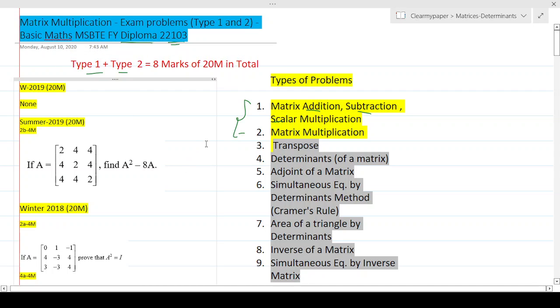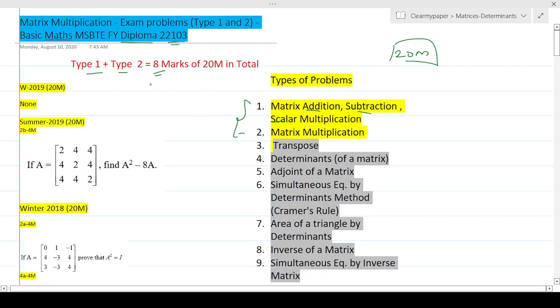So a quick recap, right? I think I did not mention this in the previous sessions. We know that the matrices overall weightage is roughly 20 marks. Out of that, broadly, I divided into 9 sets of problems. I think this covers everything. But regardless, type 1 and type 2, which is addition, subtraction, scalar multiplication, and matrix multiplication put together, roughly come for 8 marks.